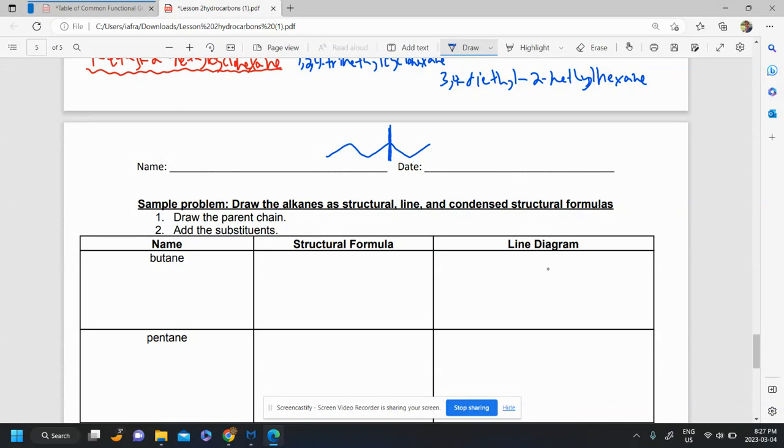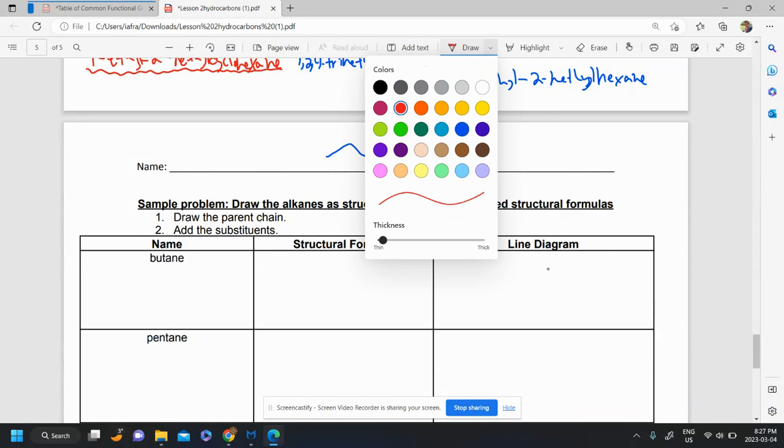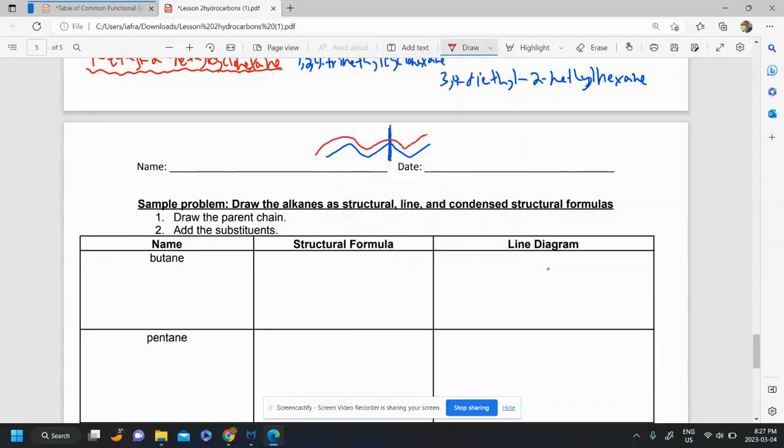So I would try to find the parent chain first, and it looks like this is a pretty easy case here. Just a linear parent chain like this. That's the longest chain that we have, and that would be 1, 2, 3, 4, 5, 6. So it's a hexane parent chain. That's pretty straightforward. But then this part here is a little bit of an interesting scenario.